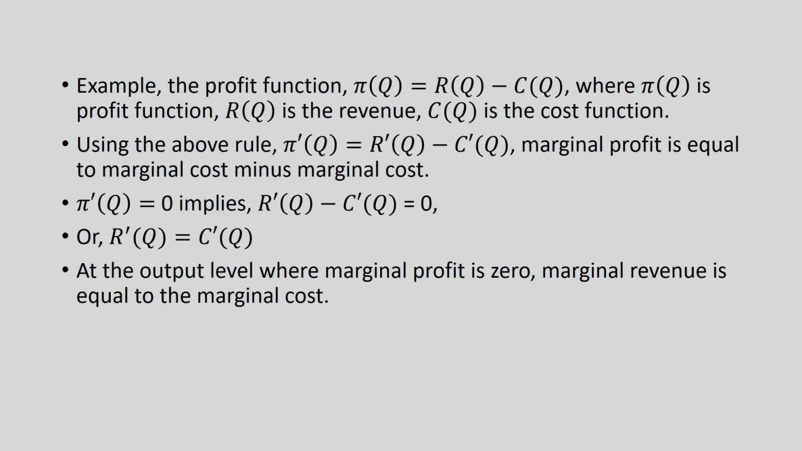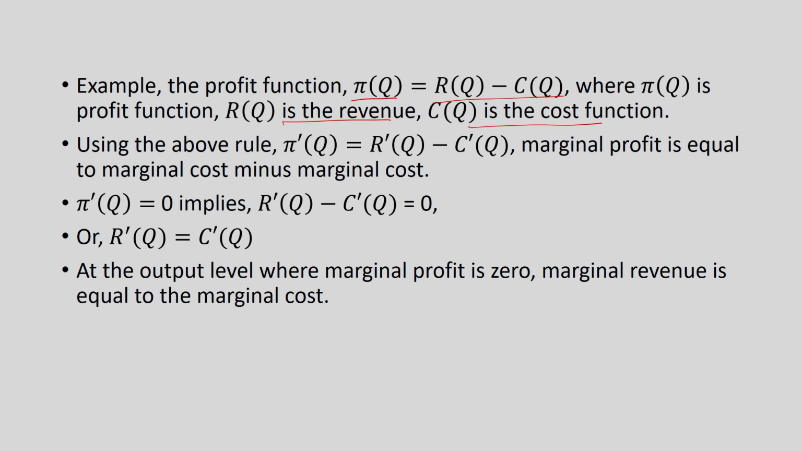So, here is an example from economics. Suppose you have what is called the profit function, which is usually denoted by pi of q. Q is the output level. So, the profit function is expressed as r of q minus c of q, where r is the revenue and c is the cost, right. So, r of q is the revenue function, c of q is the cost function. Once the cost is deducted from the revenue, then we get profit, very simple.